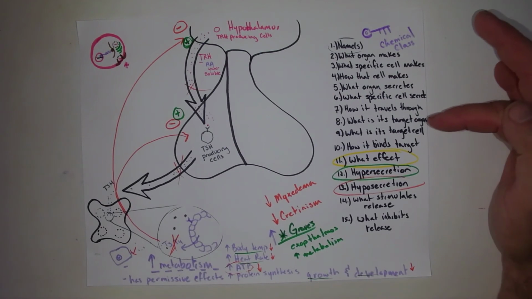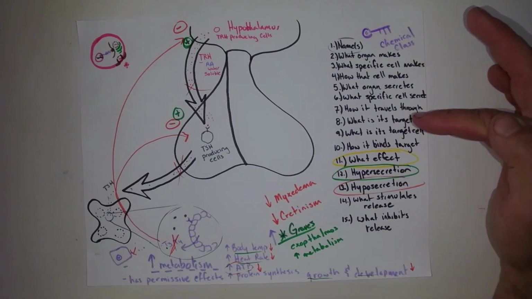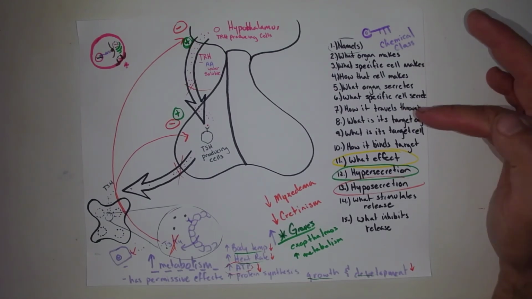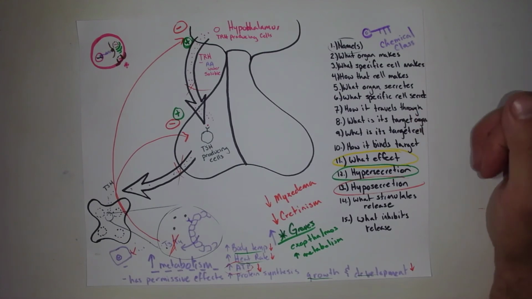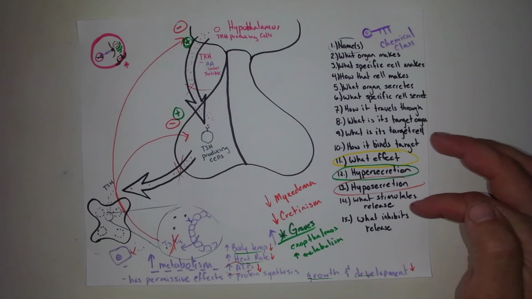So there I've applied some of the basic things that we've picked up. We still need to learn how it binds to its target, whether it's steroid-based, amino acid-based, or a tyrosine derivative. And we also need to learn a little something about these permissive, synergistic, or antagonistic effects of hormones, their relationships. We're also going to see circadian rhythms and different categories of stimuli, neural, humoral, or hormonal.